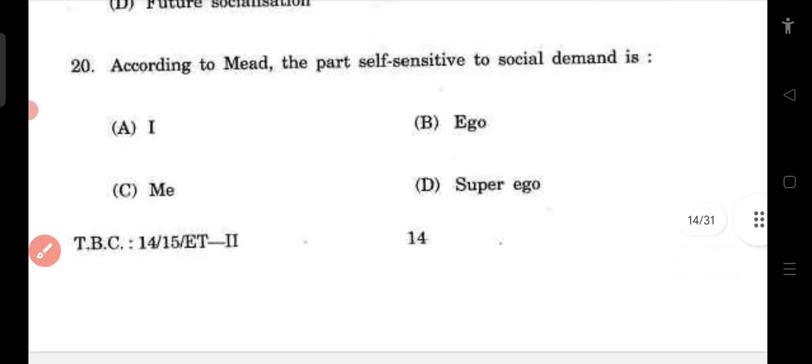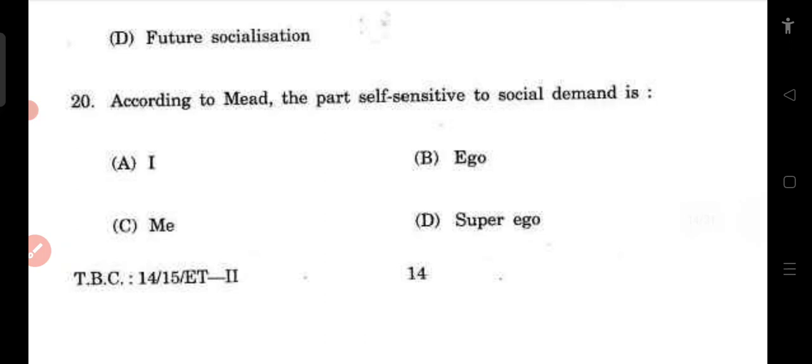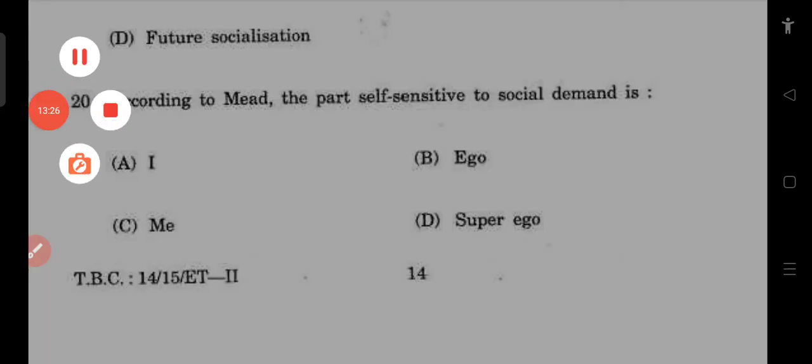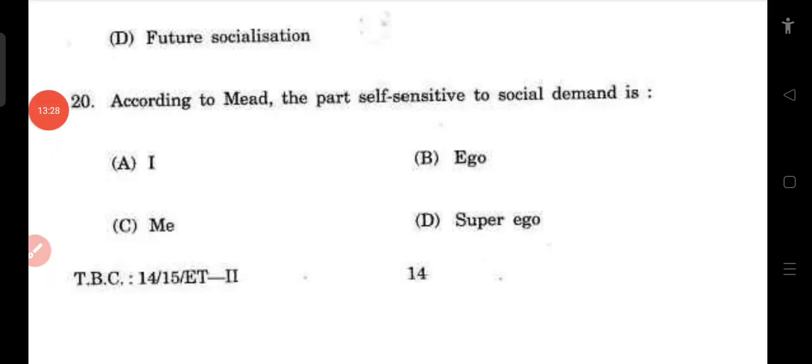Question number 20 is asking, according to Mead, the part of self sensitive to social demand is I, ego, me, superego. The part of self sensitive to social demand is ego.